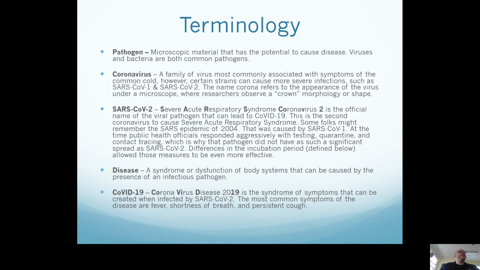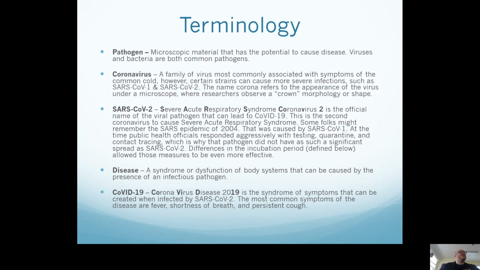And the name corona refers to the appearance of the virus under a microscope. Researchers observe a crown morphology or shape when they look at it. So the family of viruses is called a coronavirus. Specifically, SARS-CoV-2, or Severe Acute Respiratory Syndrome Coronavirus 2, is the official name of the viral pathogen that has been known to cause COVID-19. It is the second coronavirus to cause a severe acute respiratory syndrome.